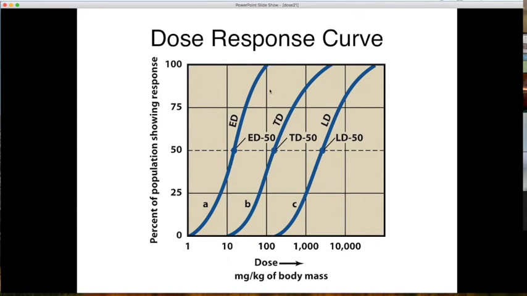All of them say their headache's gone, but they're all suffering from something else now. And then we finally get to our third line. LD stands for lethal dose. And lethal means dead. So if you give somebody 1,600 milligrams per kilogram, then half of your population dies from it.